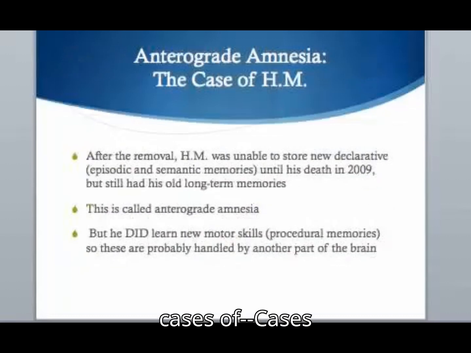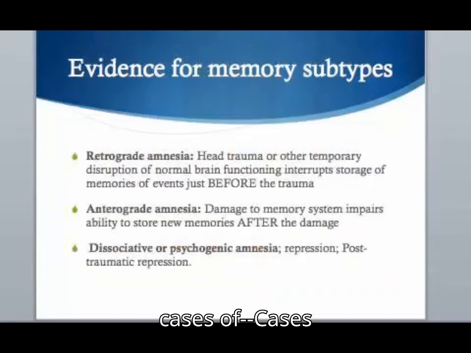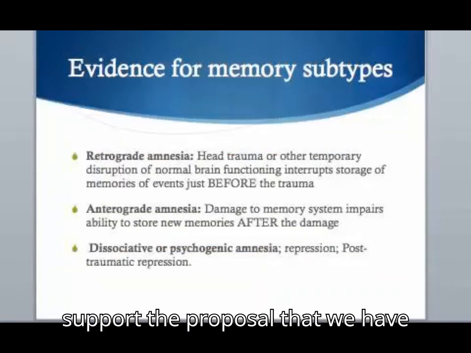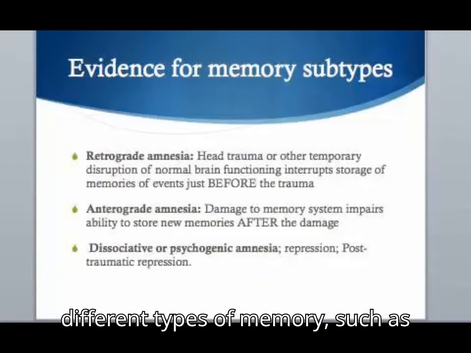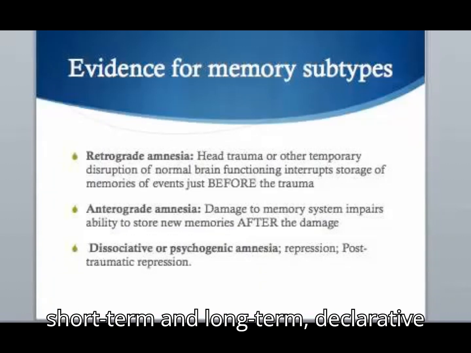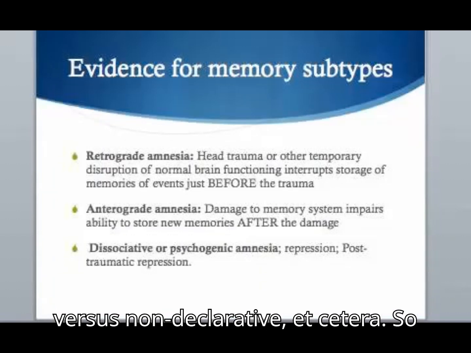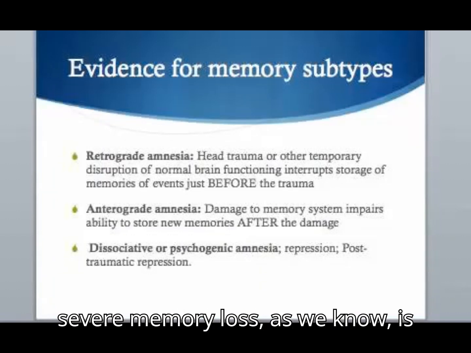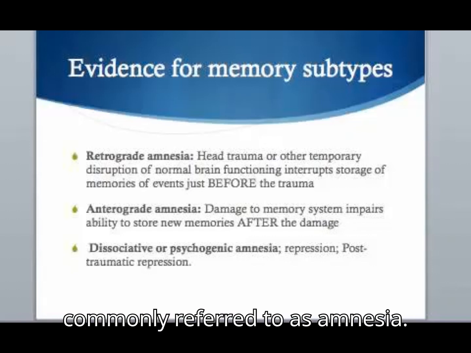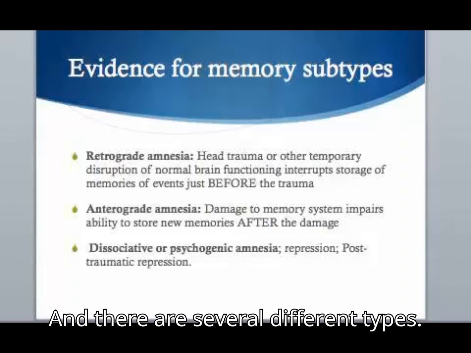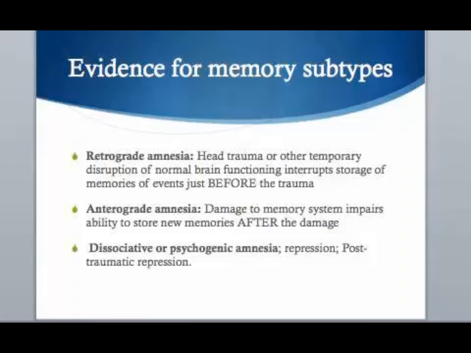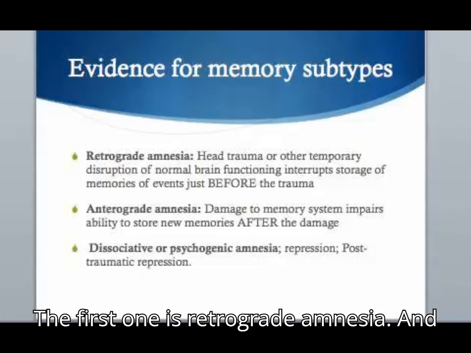And so cases of severe memory loss support the proposal that we have different types of memory, such as short-term and long-term, declarative versus non-declarative, etc. So severe memory loss, as we know, is commonly referred to as amnesia. And there are several different types. The first one is retrograde amnesia.